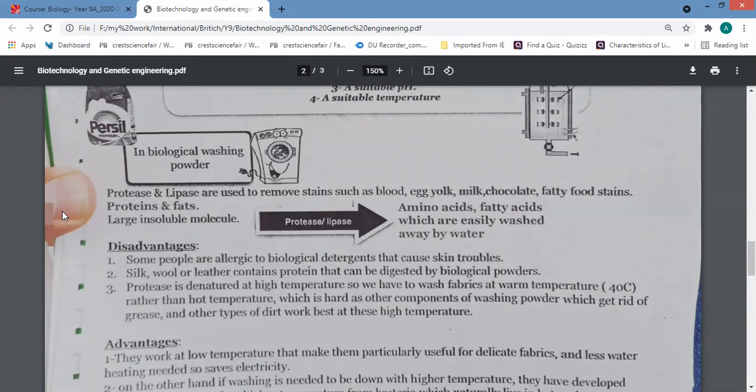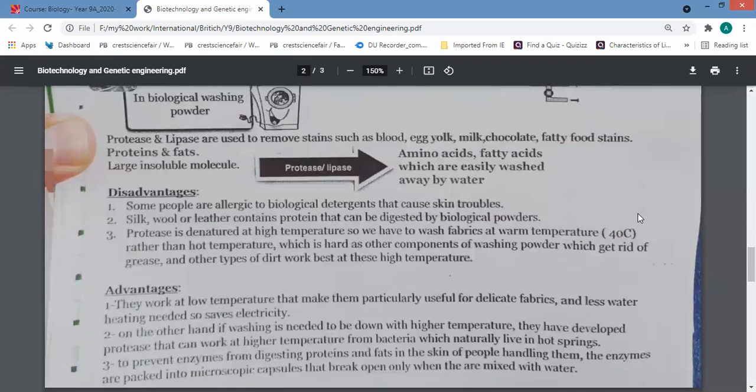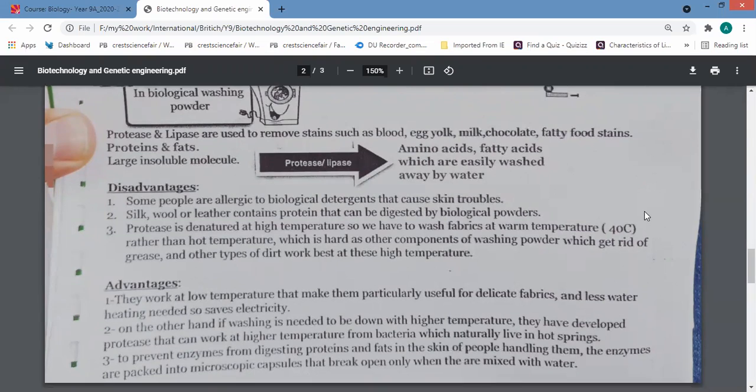These two enzymes are used to remove stains from clothes, stains like blood, egg yolk, milk, chocolate, and fat stains. So protease and lipase are used for making washing powders to remove stains made up of these types of food, like proteins and fats. So what are the disadvantages of making washing powder from enzymes?